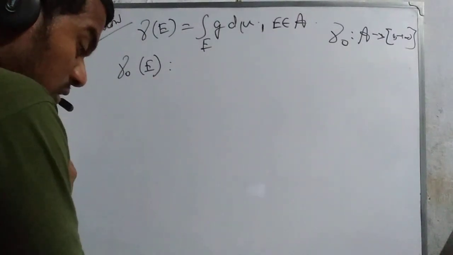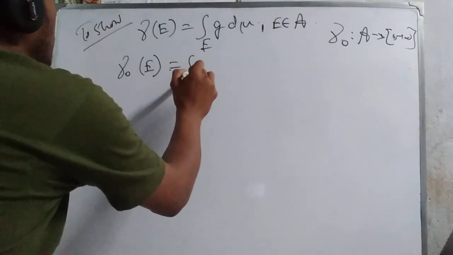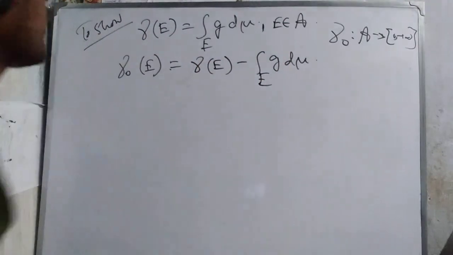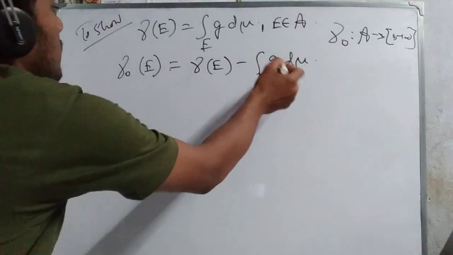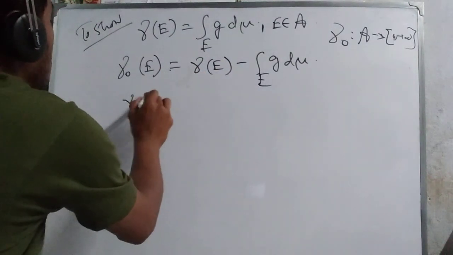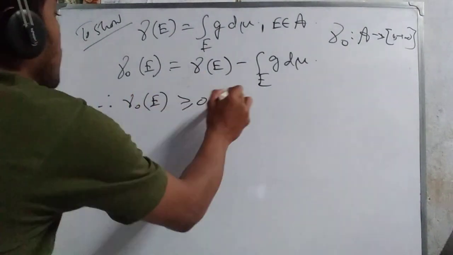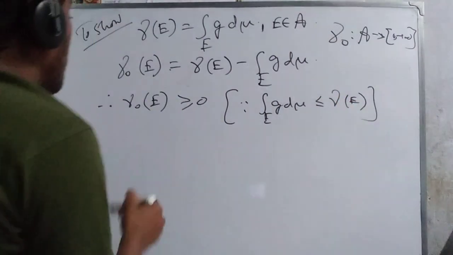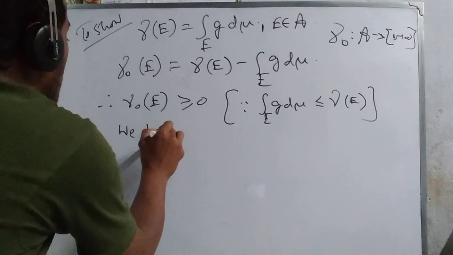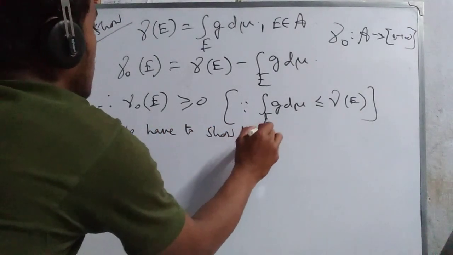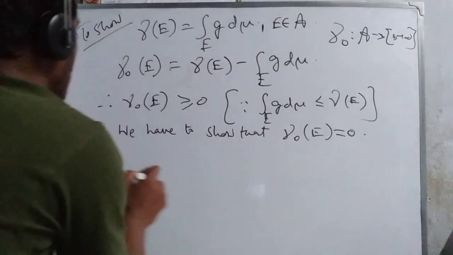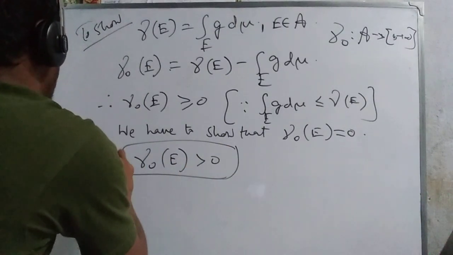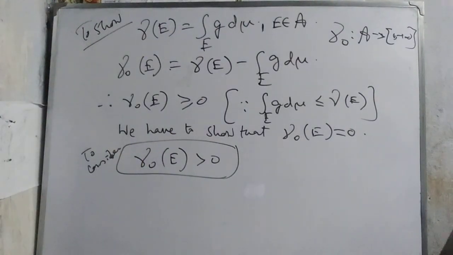Then this equals gamma of E minus the integral over E of g d mu. We know this is less than or equal to gamma of E, so gamma 0 of E is obviously greater than or equal to 0, since the integral of g d mu over E is less than or equal to gamma of E. Then we have to show that gamma 0 of E equals 0. So we consider gamma 0 of E greater than 0.